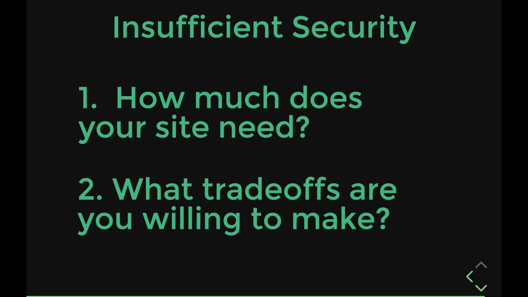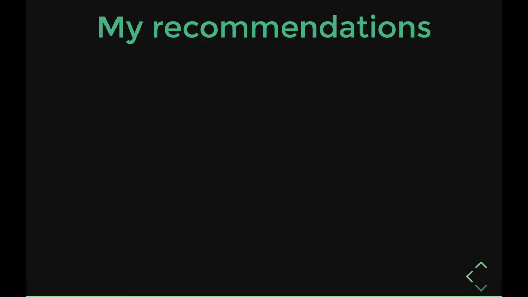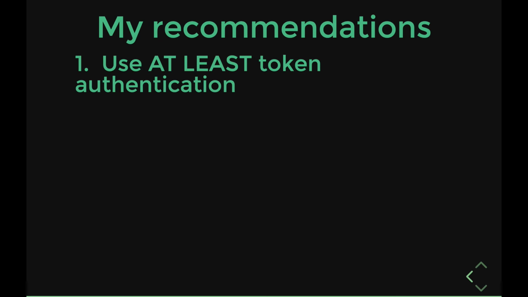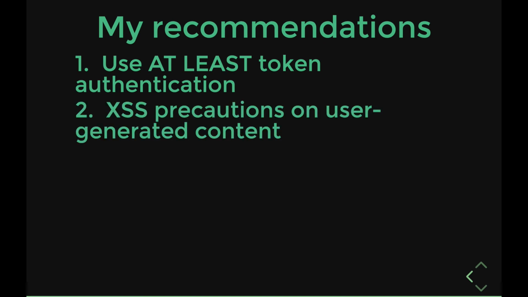Okay, with all that said, what are my recommendations? The first is to use at least token authentication. I mean, if you don't use that, you're just asking for trouble. And if you have stuff that you really want to protect, it's probably a good idea to have a cookie that expires at some point. Then use cross-site scripting precautions on user-generated content if you have any. If you don't have much user-generated content, you still need to look into it. That's one of those basic things that every site should have.